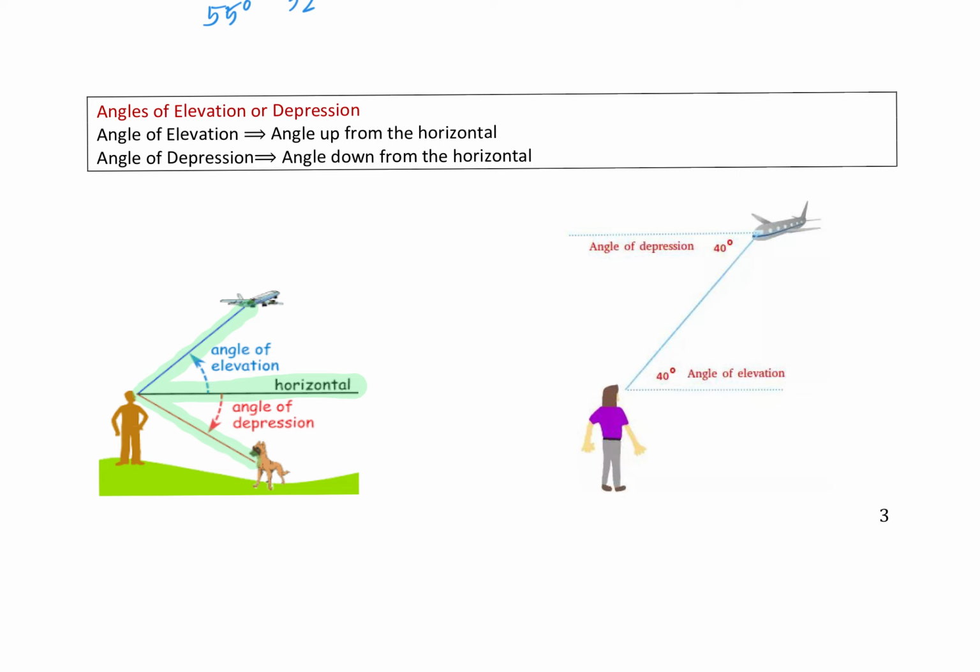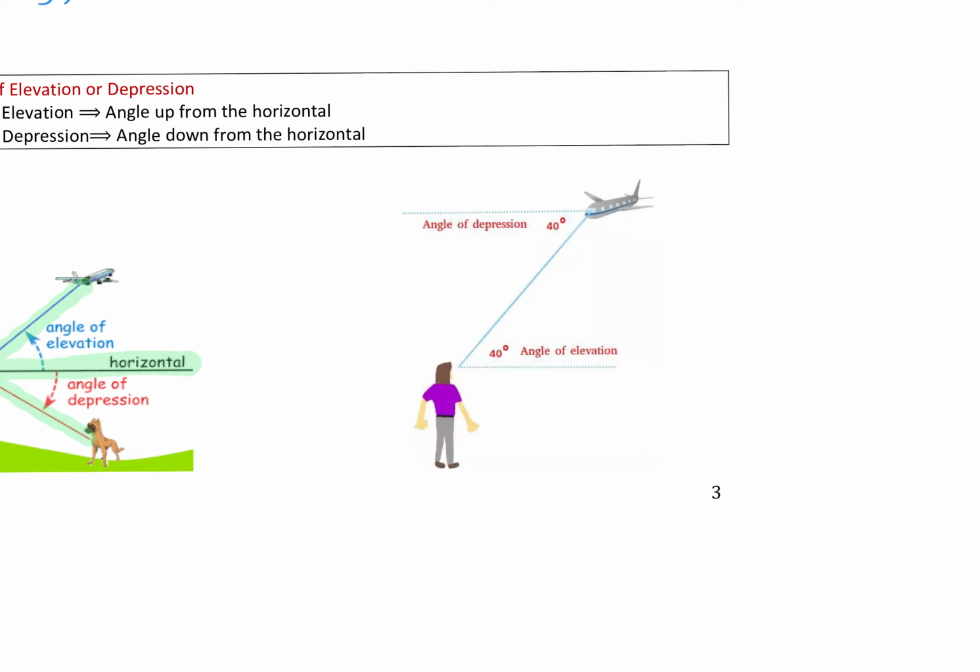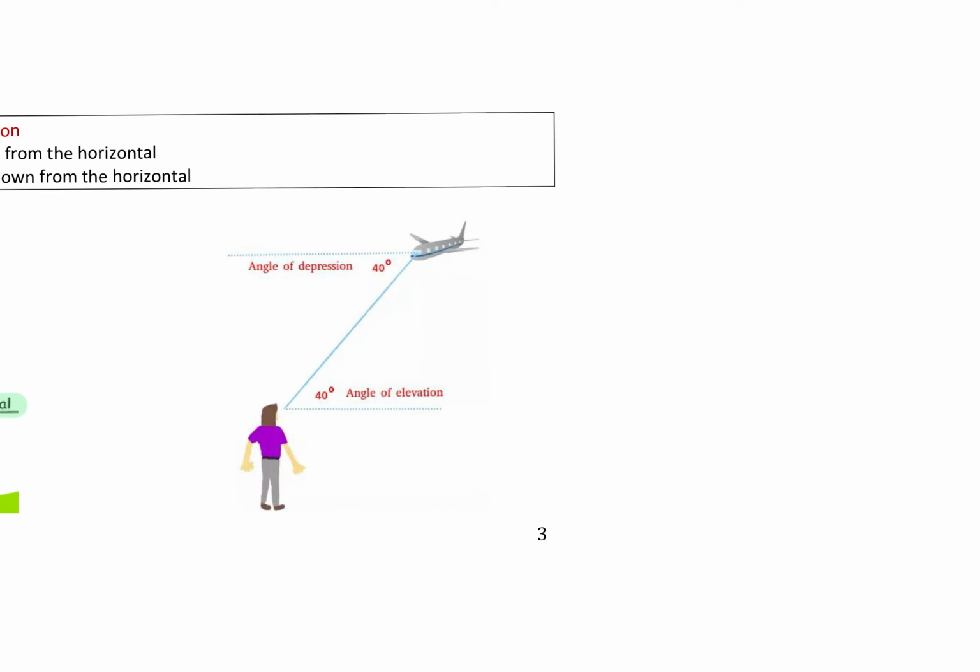We do have to be careful about who's looking. In this next diagram, we have an example of a person looking at an airplane. Since this person has to look up from the horizontal, they're looking up 40 degrees and they're seeing an airplane. That would be an angle of elevation because the person's looking up. But what about the pilot who's actually in the plane? He has his horizontal sight looking straight ahead. To see the person on the ground, the pilot's going to have to look down. So that would be an angle of depression.